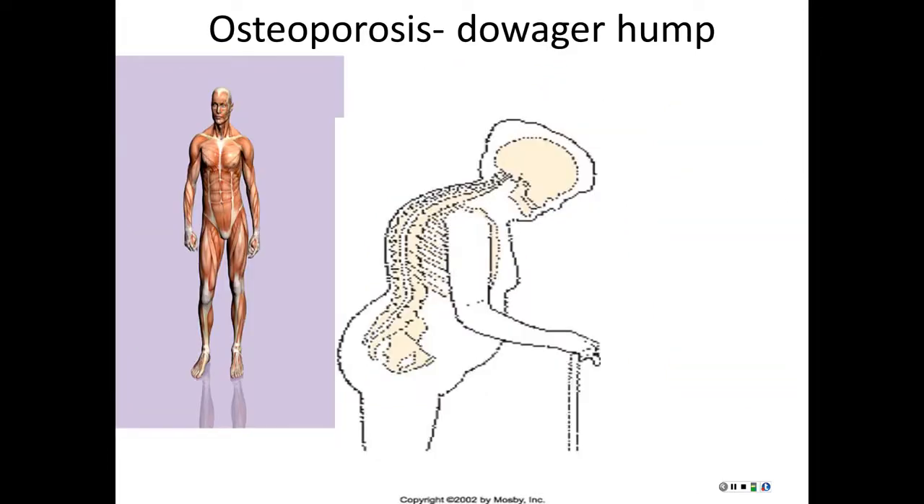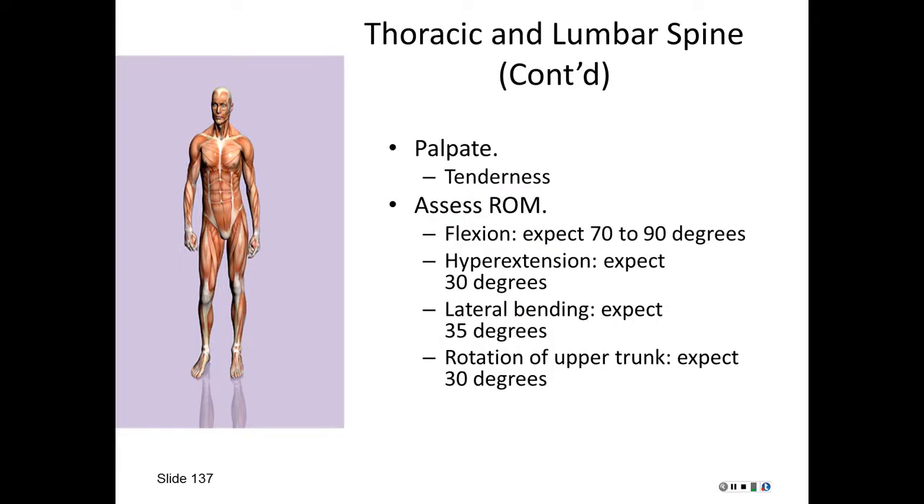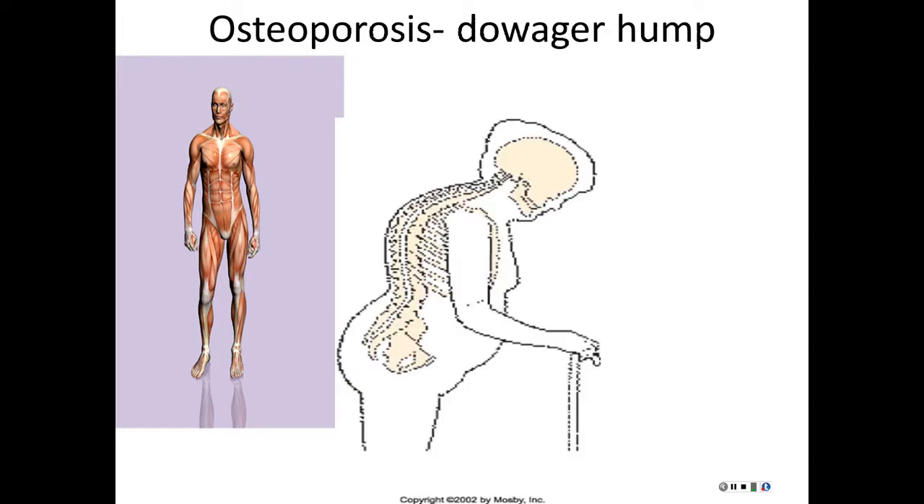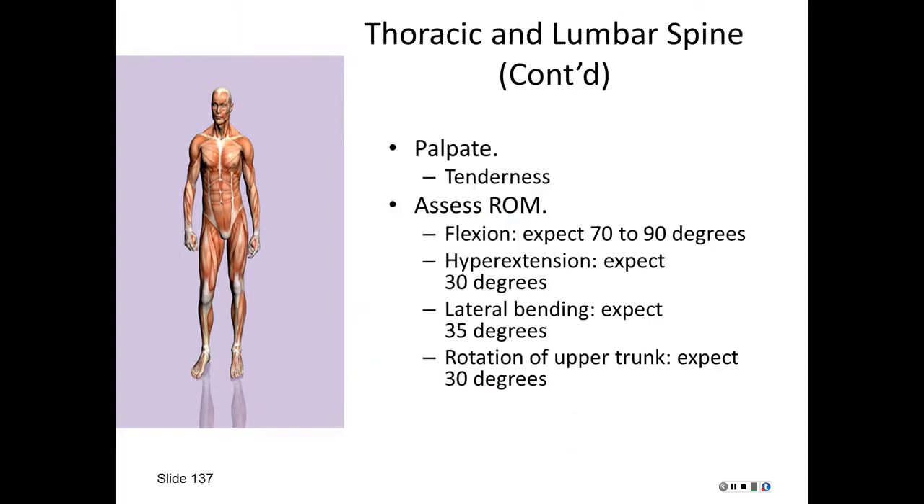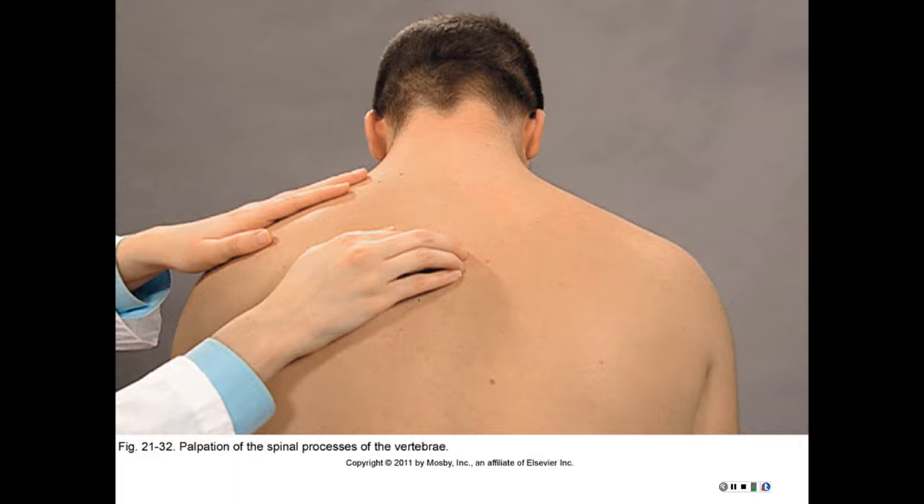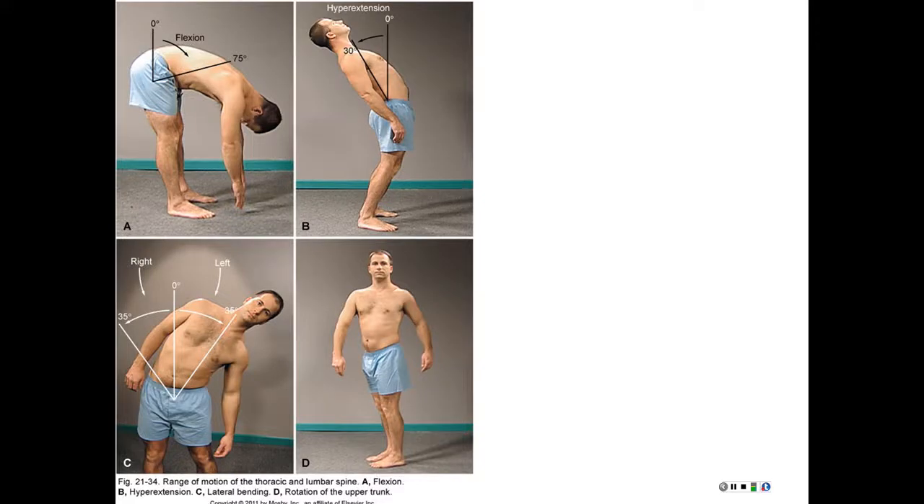Osteoporosis, or dowager's hump, that's the British term for old ladies' hump. But that happens with osteoporosis. You have thoracic and lumbar spine. You want to palpate them for tenderness, range of motion, and, oops, I'm sorry, I went the wrong way. And so here you are palpating the spinal processes of the vertebrae. And here you're doing the rotation and flexion of the waist.